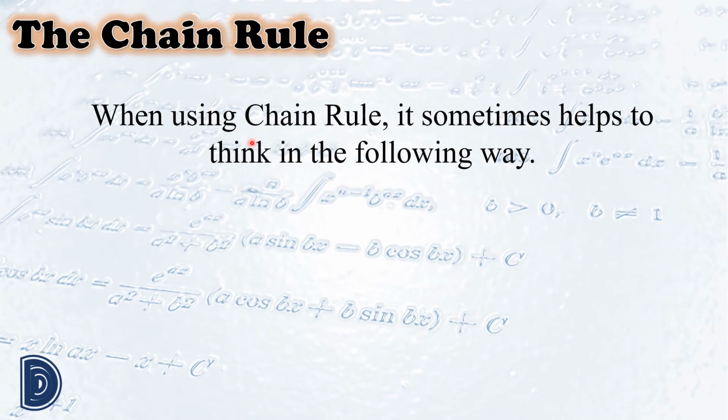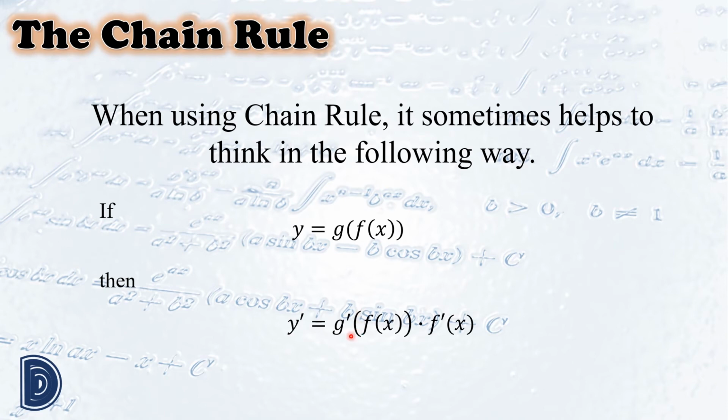When using chain rule, it sometimes helps to think in the following way. If y is equal to g of f of x, then y prime is equal to g prime of f of x times f prime of x. That is, differentiating g, leaving everything inside, which is f of x, alone, then multiply by the derivative of the inside function f of x.